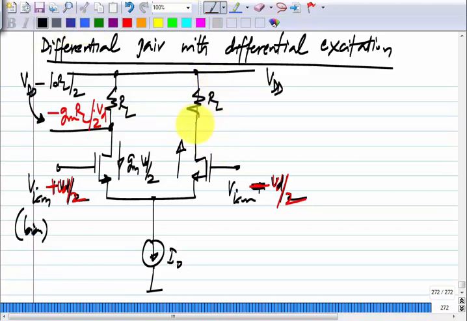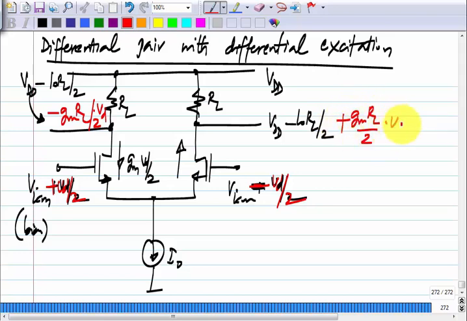Then if I connect RL here, this will also have the same operating point VDD minus I naught RL by 2, and there will be an increment. How much is that? Plus gm RL by 2 times Vd. It will be exactly the negative of that, right? If you have a symmetrical circuit with antisymmetric excitation, in each half circuit there will be some voltage, and the voltage in this half circuit will be simply the negative of the voltage in the other half circuit. Okay. You may want to go and refresh the concepts of half circuits and so on, which we discussed earlier.